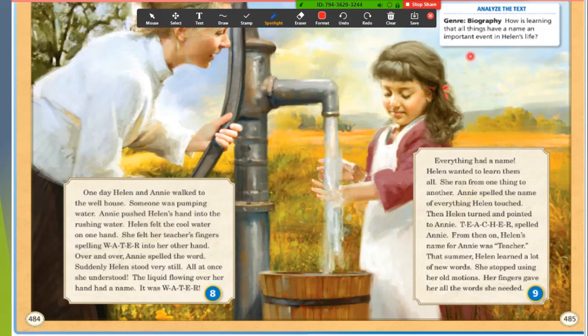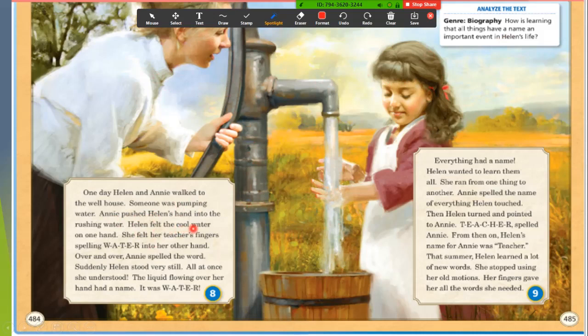Okay, so here, one day, Helen and Annie walked to the well house, and this is the well. Someone was pumping water. Annie pushed Helen's hand. So Annie Sullivan was pumping the well. This is the well, a place where water comes out. Okay, and on the other hand, we have Helen. She was playing with the water.